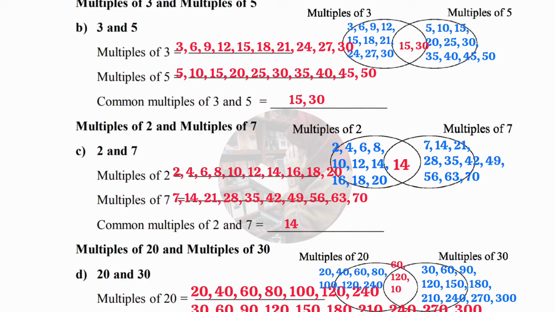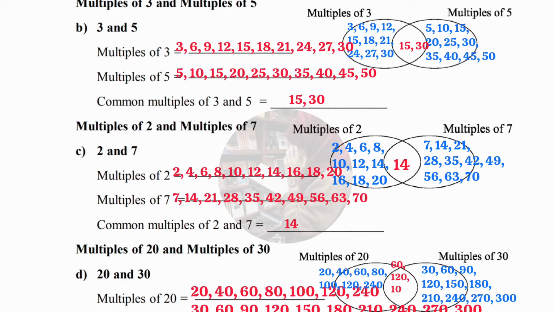The next question is to write down the multiples of 2 and 7. So the multiples of 2 are 2, 4, 6, 8, 10, 12, 14, 16, 18 and 20. Next, the multiples of 7 are 7, 14, 21, 28, 35, 42, 49, 56, 63 and 70. If you observe the multiples of both the numbers, you will find only one common multiple, which is 14. That's why we write down 14.